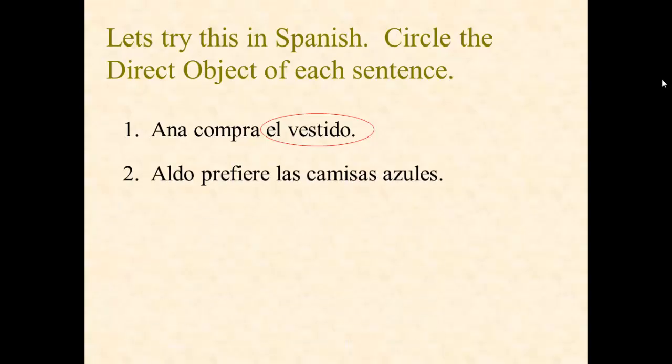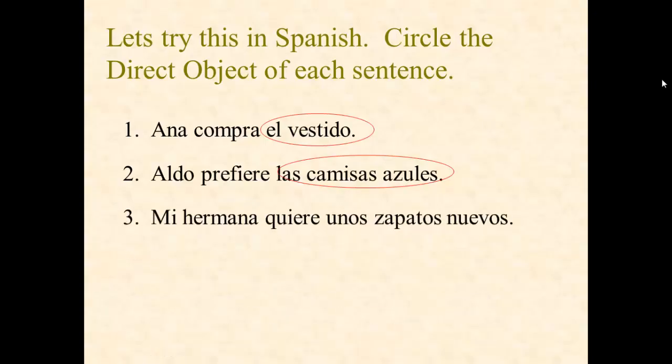Let's try it again. Aldo prefiere las camisas azules. So what does he prefer? He prefers las camisas azules, the blue shirts. Las camisas azules. In your direct object, the adjective is included. Number 3, mi hermana quiere unos zapatos nuevos. So what does my sister want? Unos zapatos nuevos. She wants some new shoes. The whole thing would be my direct object.